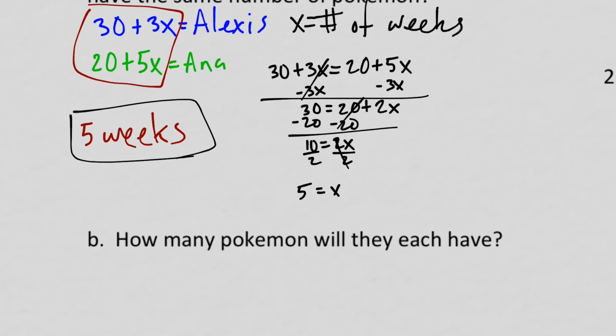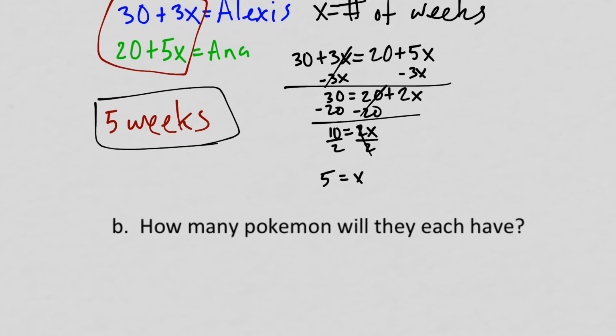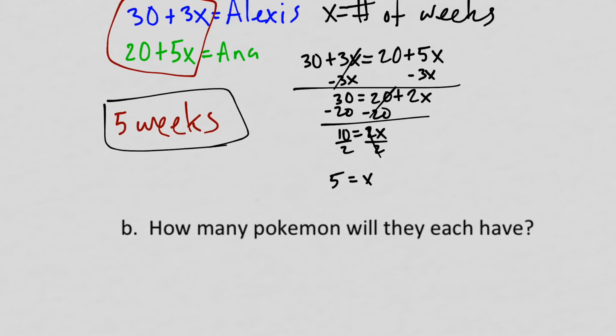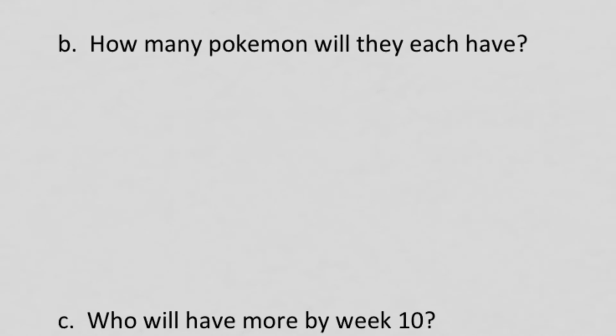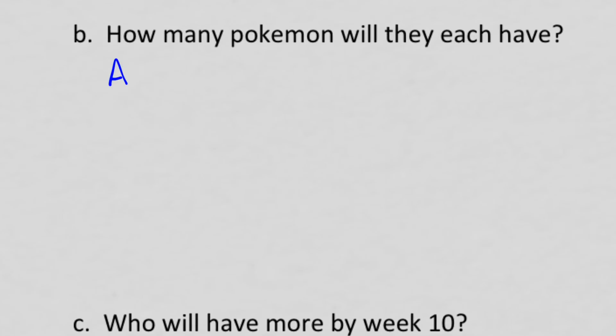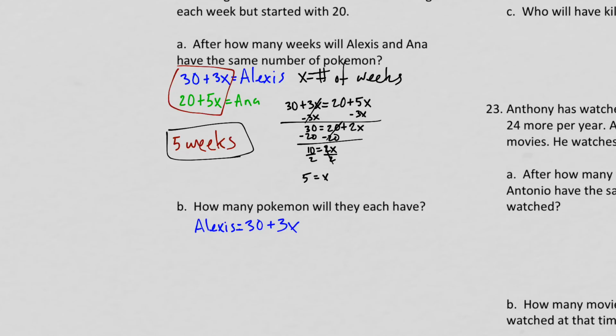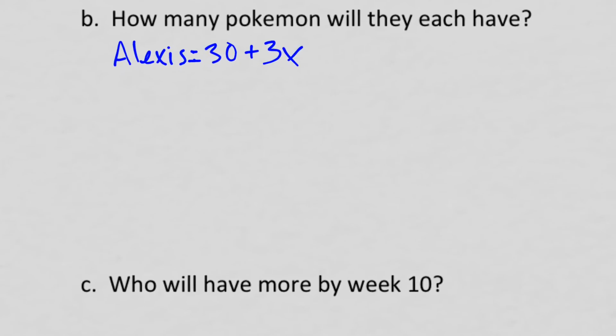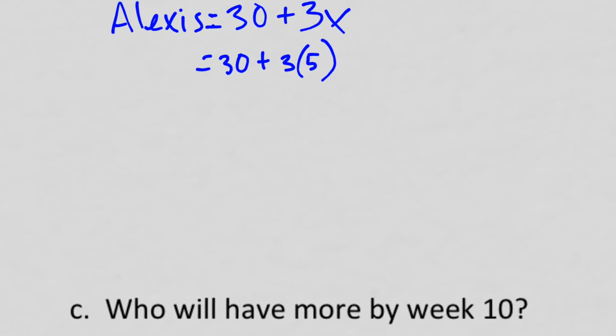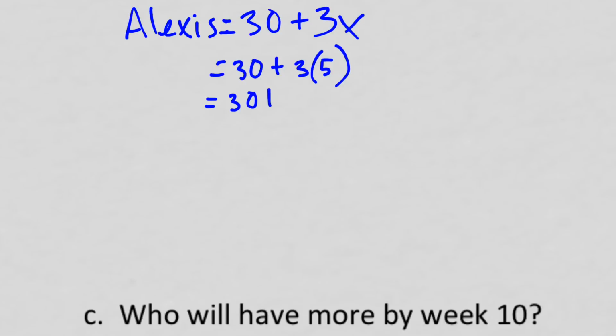And question B is, how many Pokemon will they each have? So when they do have the same amount, how many is that? So what you do is you take either Alexis or Anna and plug in 5 to see how many that person has. Let's use Alexis. So Alexis is 30 plus 3x, right? Is that correct? Let me go back up again. Yep, that's right. So plug in 5 because it's 5 weeks in which they both have the same amount. So 30 plus 3 times 5. 30 plus 3 times 5 is 30 plus 15. And that's 45. So that means that Alexis will have 45 Pokemon.